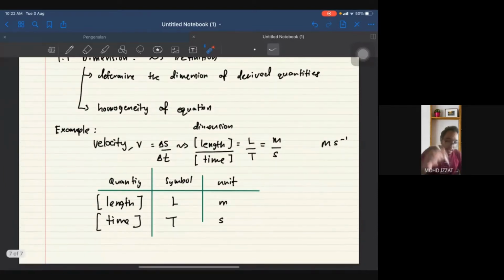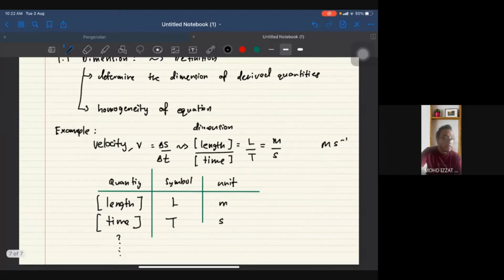Okay, so your task, I want you guys to refer to your lecture notes. Try to find how many quantities that you have. Ada berapa banyak quantity lagi yang saya tak tulis kat sini? Ada berapa sebenarnya? Ada table dia dalam tu? Ada. Okay, kalau ada, nanti kamu cari and then kamu completekan yang bawah ni. So this one, ada lagi and so on.